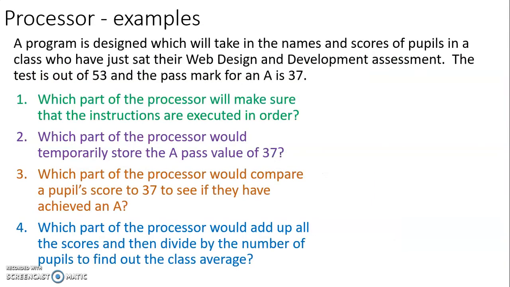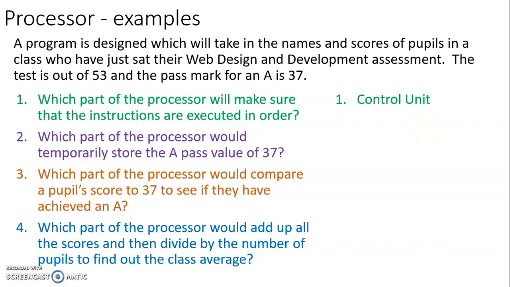So which part of the processor will make sure that the instructions are executed in order? That's going to be the control unit, because as we've said, the control unit is responsible for making sure that all of the instructions come in at a certain time, and it fetches, decodes, and executes them. There are some keywords in these scenarios as well. Executed would always mean the control unit.